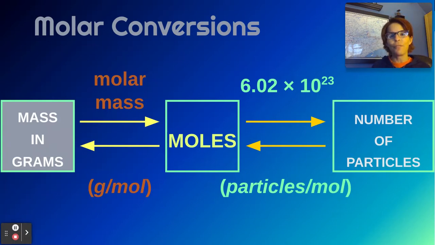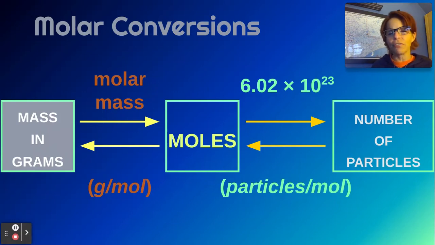So let's say we have 10 moles of something, and I want to know how many particles, or how many molecules, or how many atoms that is. Then we would do the number of moles times the 6.02 times 10 to the 23rd to calculate that. And then we can go backwards too.